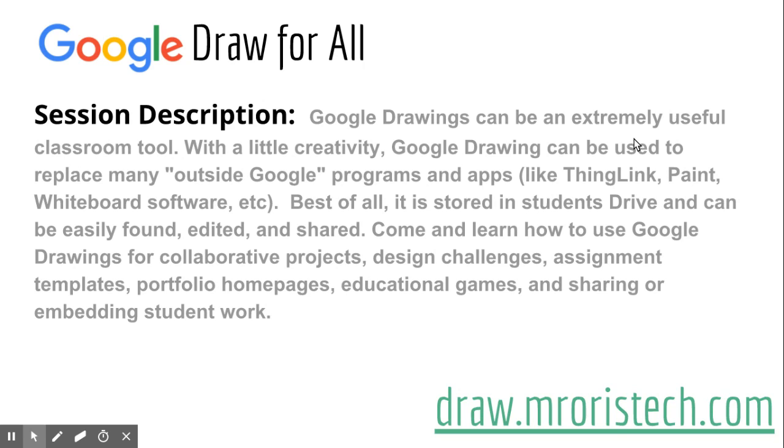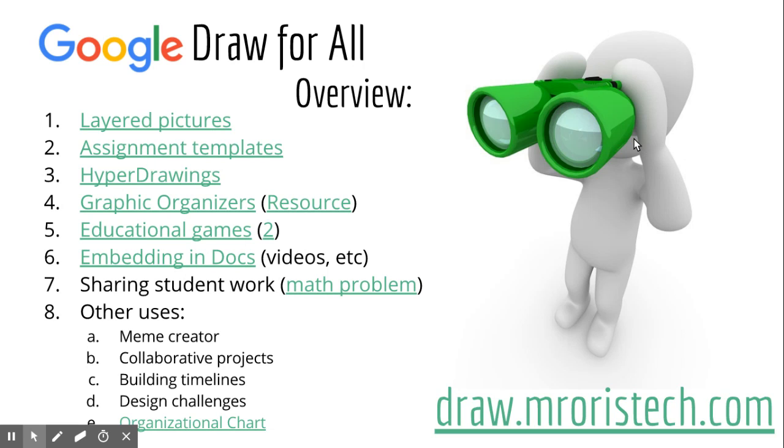If you've ever used ThingLink, it's a picture that you can put little spots of hyperlinks on, but it can be hard to use. Paint, which is a great Microsoft program, but your Chromebook can do it with Google Drawings. Some whiteboard software, and best of all, it's stored in the student's drive, so it can be found, edited, shared. So that's what we're going to do. We've got kind of a list of things I want to cover on how Google Drawings can be really beneficial in any type of classroom.